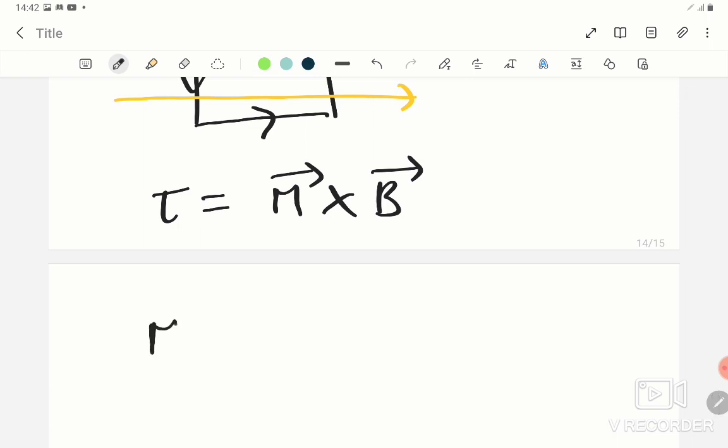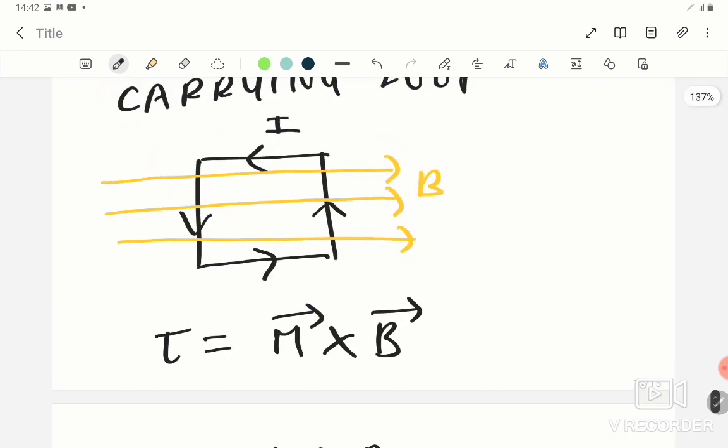So this magnetic moment is given by the equation NIA, where N is number of turns of the loop, I is the current and A is the area of this loop. अब guys, ये जो area है ये एक वेक्टर क्वांटिटी होता है.